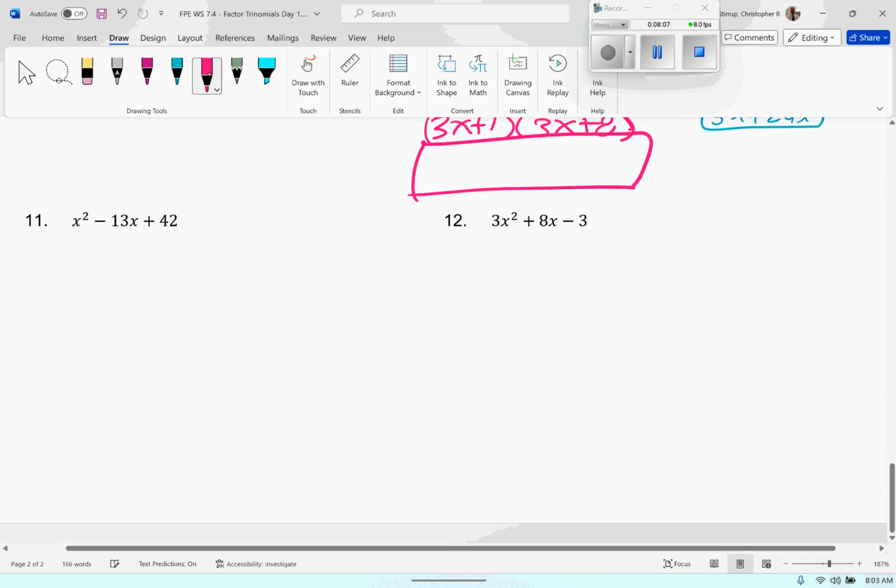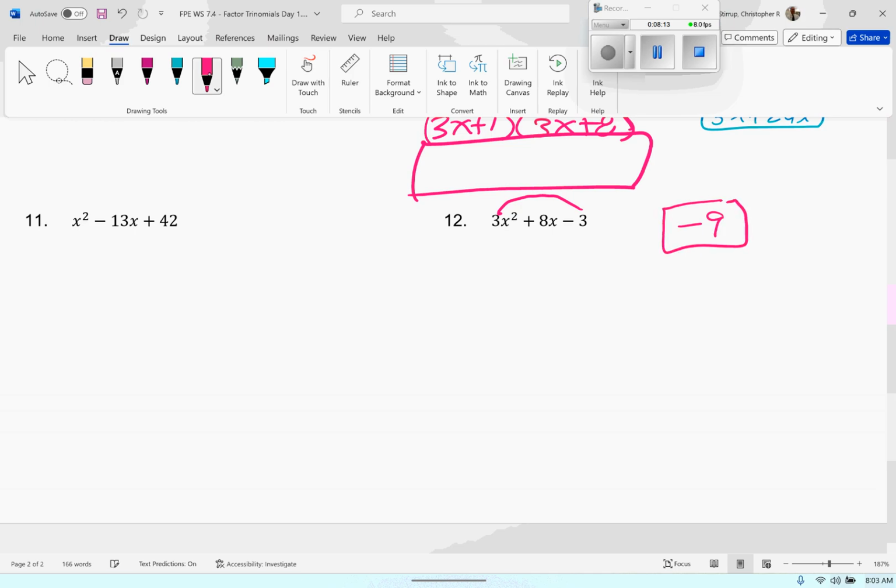And let's take a look at number 12. I'm going to multiply this times this. That's going to give me a negative 9. Remember, when I multiply two numbers together and get a negative, one has to be positive, one has to be negative. So I'm going to figure out what two numbers multiply to give me 9 and add to give me 8. And I think if I do 1 times 9, I think I have it. Okay? So I think this is going to work.